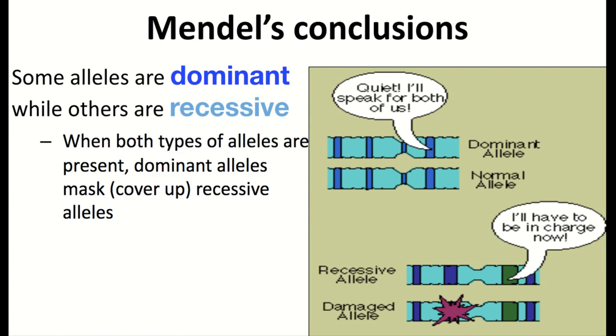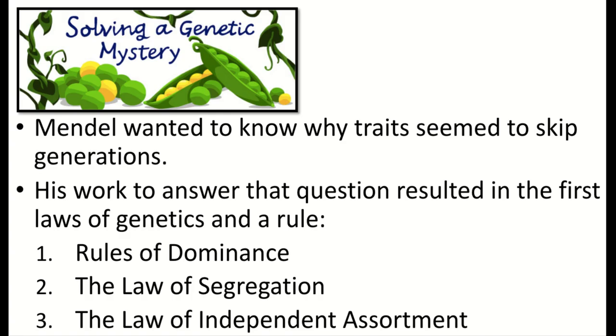So what he realized is that some alleles were dominant, meaning they would always be expressed and they would cover up that quieter recessive allele. And then if you had two lowercase recessive alleles, that's the only time the recessive trait would be shown. So three different things he worked out and found are: one, the rule of dominance, so which allele will be expressed, the dominant or the recessive; the law of segregation; and the law of independent assortment. So we're going to look at all three of those here quickly.